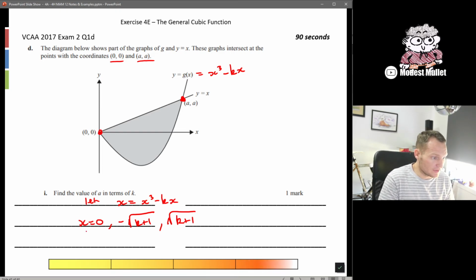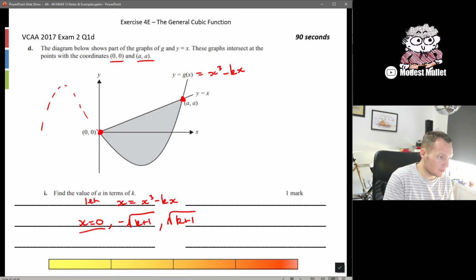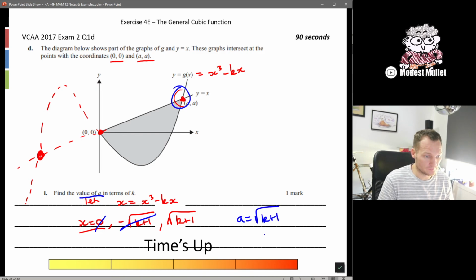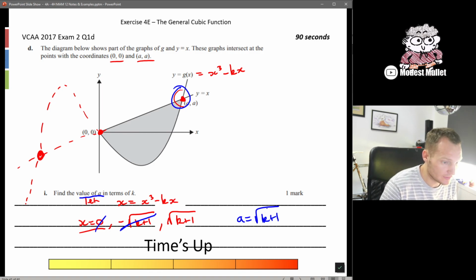Now, clearly x equals 0 is at the origin. This negative square root of k plus 1 is, because you've got to think the actual function, when not restricted like this, has another intersection over there, and then we actually have this one that we have here. So we reject that, and we reject this one, and we say a is equal to the square root of k plus 1. So that's that problem done.